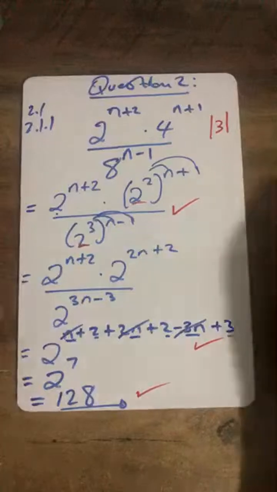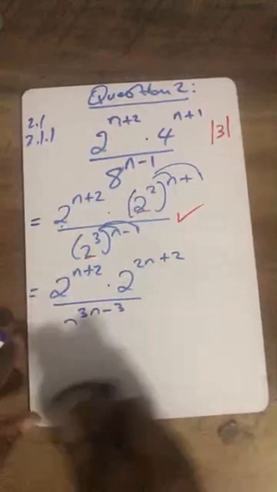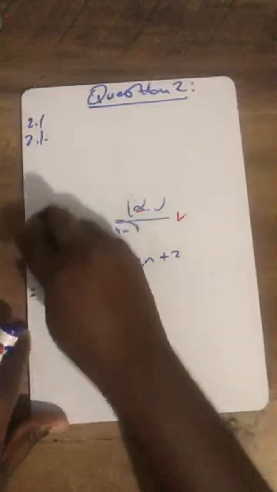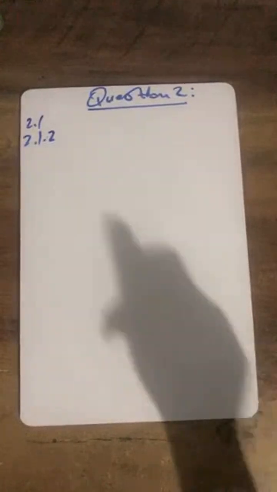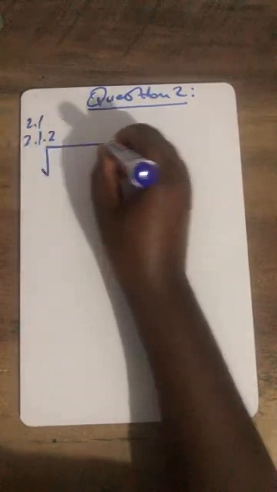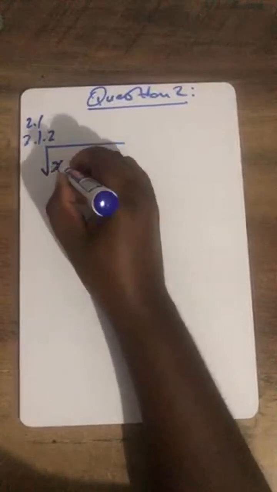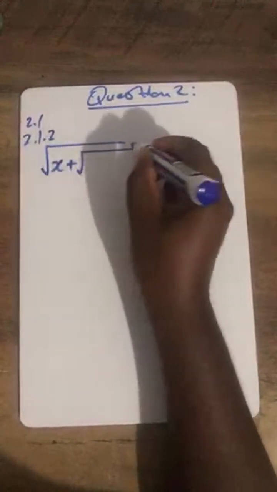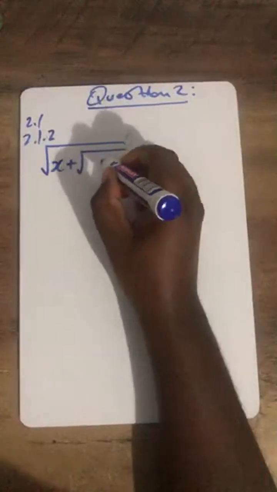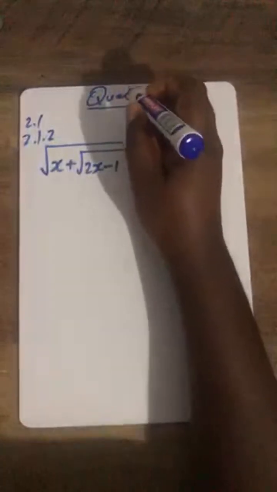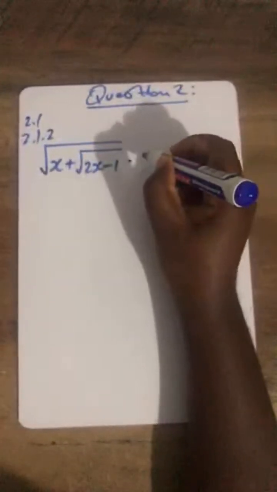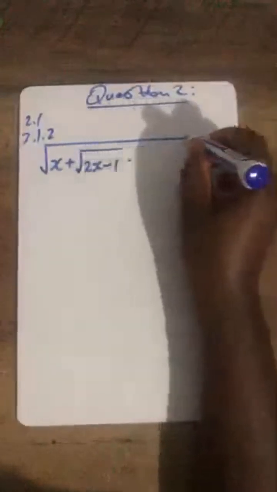So now let's move on to this other question. I wonder if you guys were able to work out this one. Not an easy one. Remember they said you need to simplify without using a calculator. So here we have square root of x plus square root of 2x minus 1 there, where you multiply that. Okay, no, this is everything inside the square root.